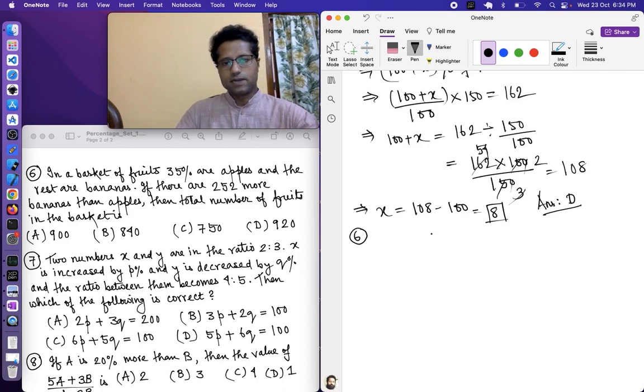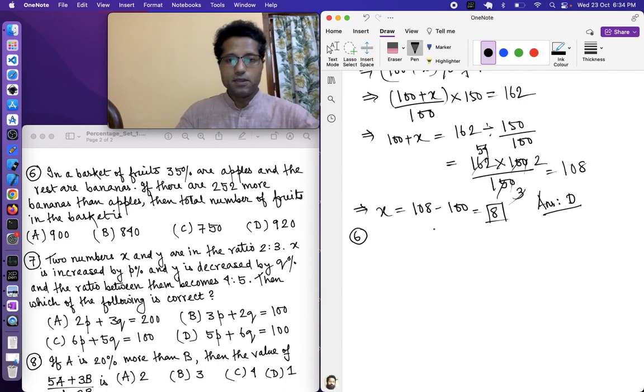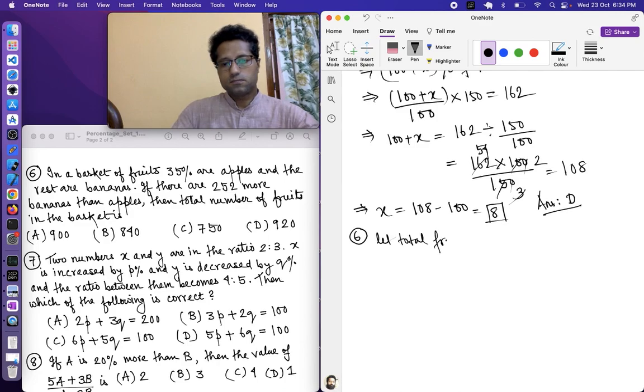The standard way of solving the problem is, whatever the unknown quantity it is asking for, we assume that to be the unknown variable. So let the total number of fruits be x.